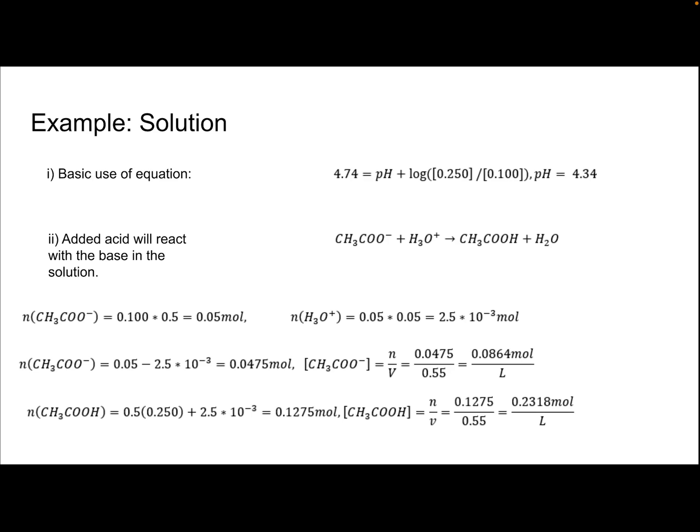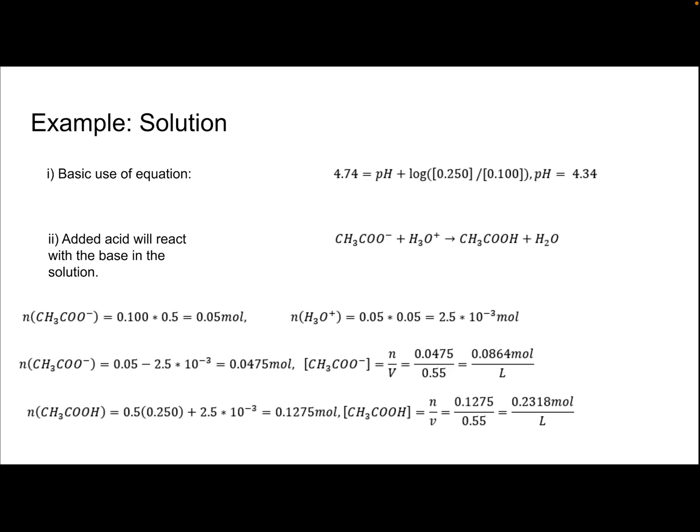Similarly, because our ethanoate ions react to form more ethanoic acid, the ethanoic acid amount is going to increase. So our initial amount of ethanoic acid is just going to be the concentration times the volume. In this case, we have 0.5 times 0.250. And then we're also getting an additional 2.5 times 10 to the power negative 3 moles from the reaction of 2.5 times 10 to the power negative 3 moles of ethanoate ions and hydronium.